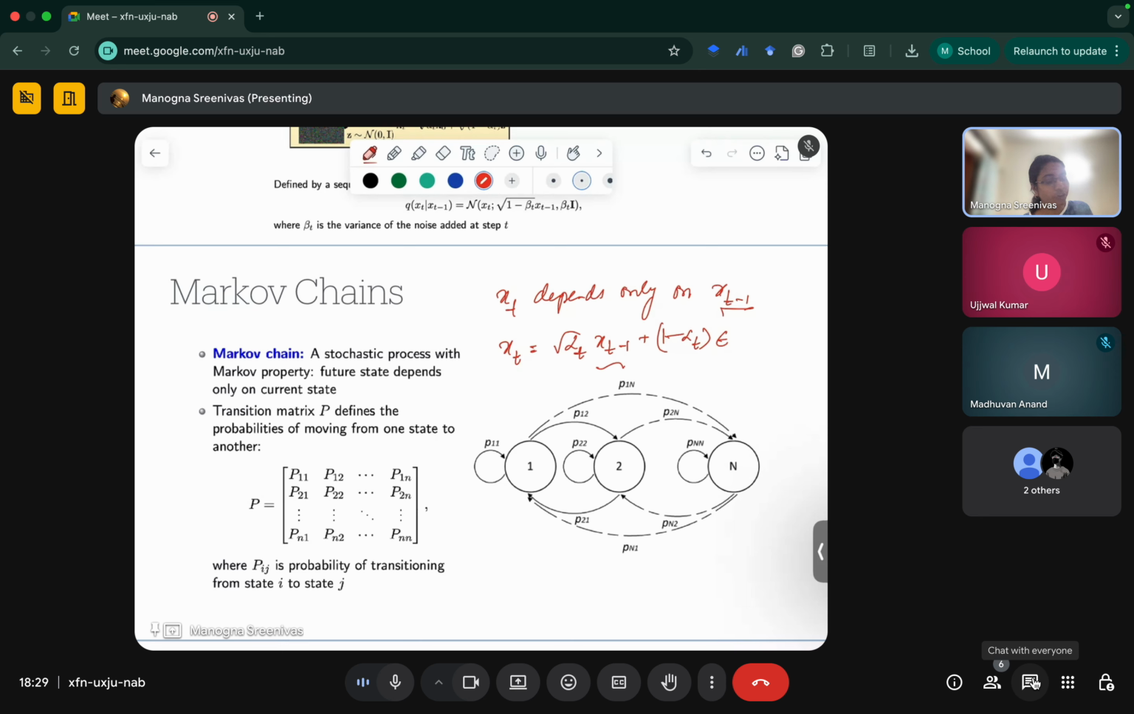The probability of going from one state to another in a Markov chain is usually written as a transition matrix P, where, if there are n states, this is how the states are related. Here Pij represents the probability of going from state i to state j.